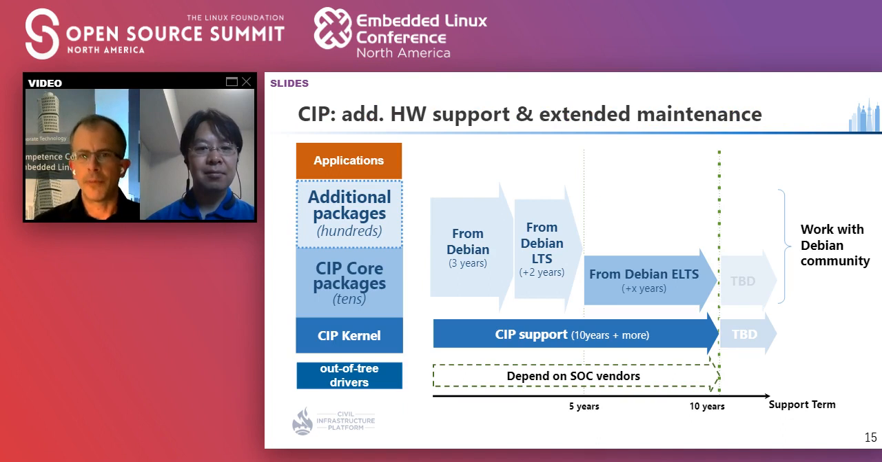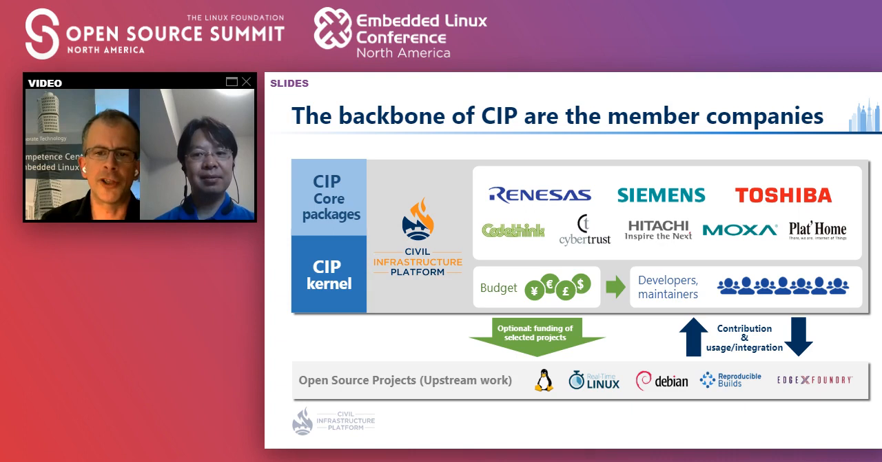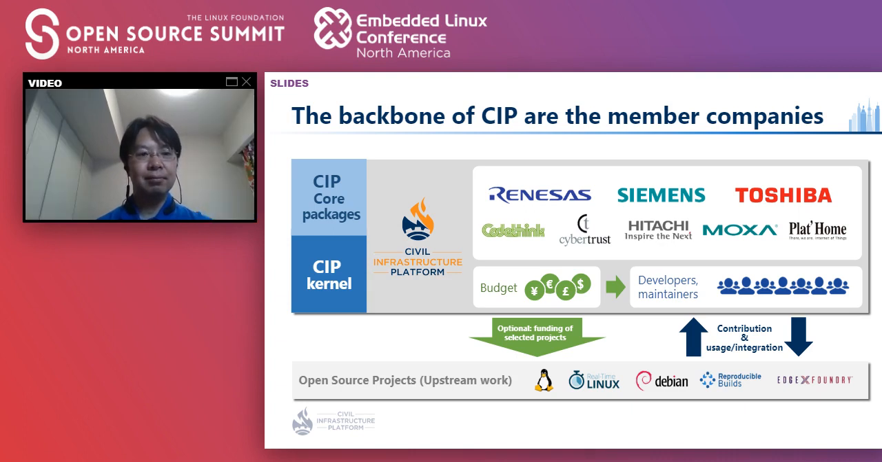So the setup of the project is like this. So how does this work? We have several companies. So this is Renesas, Siemens, Toshiba, CodeSync, CyberTrust, Hitachi, Moxa, and Platome at the moment, who teamed up, and these companies provide two things basically. So this is their own people. This is developers and maintainers on one side, and this is budget on the other side. And there is an arrow between budget and developers.